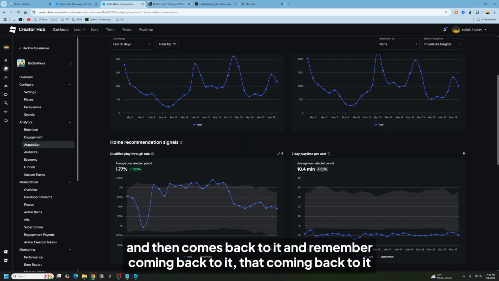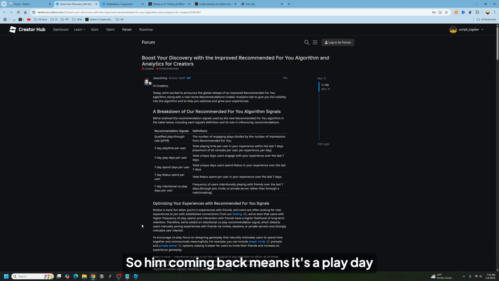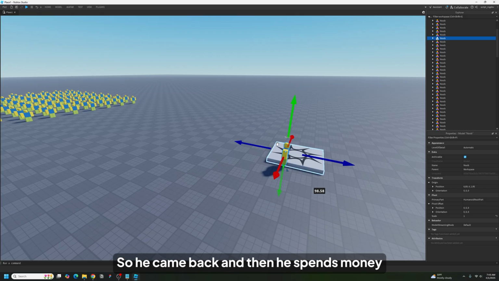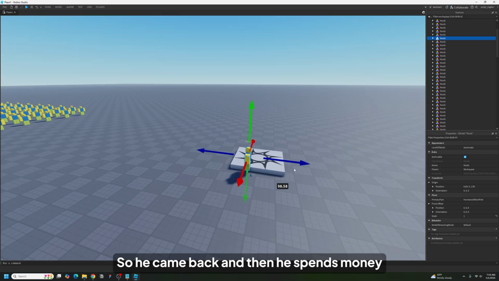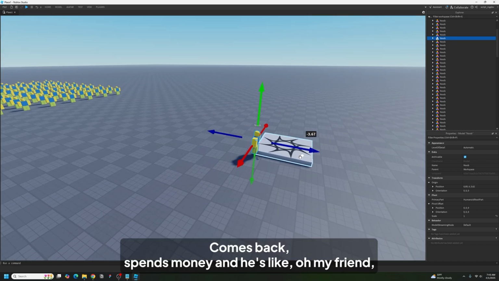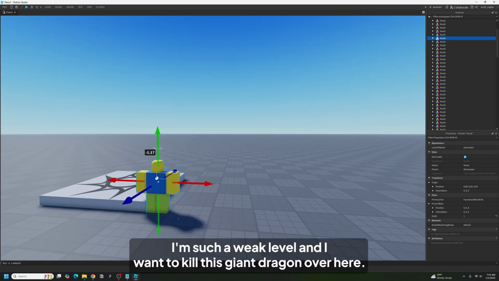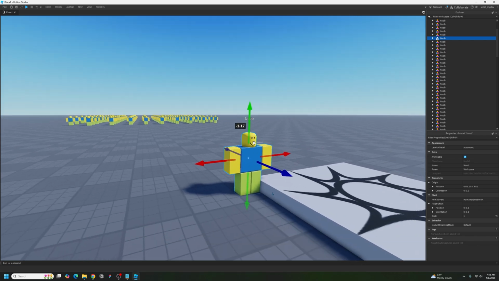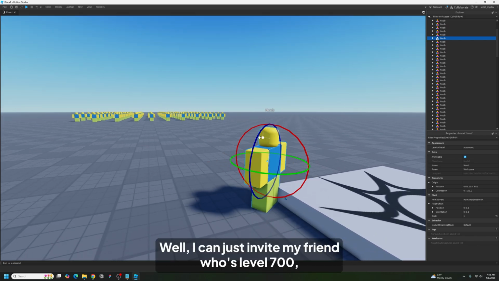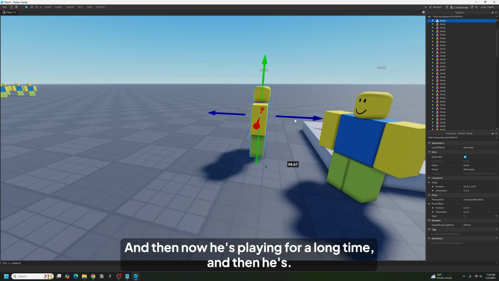And remember, that coming back to it part is referring to this right here, 7-day play days per user. So him coming back means it's a play day. And this playtime is how long he plays. So he came back and then he spends money. And then he's like, oh, I really loved that game. Let me play again. Comes back, spends money. And he's like, oh, my friend, I'm such a weak level and I want to kill this giant dragon over here. Well, I can just invite my friend who's level 700, and then he invites this friend, and then he comes over, and now he's playing for a long time.